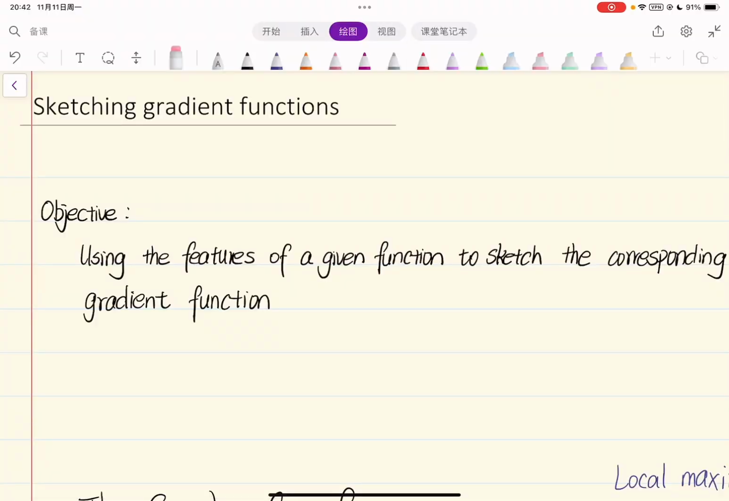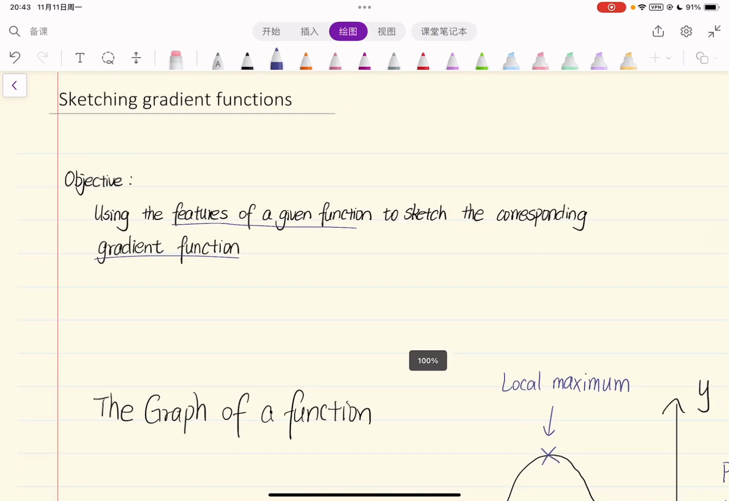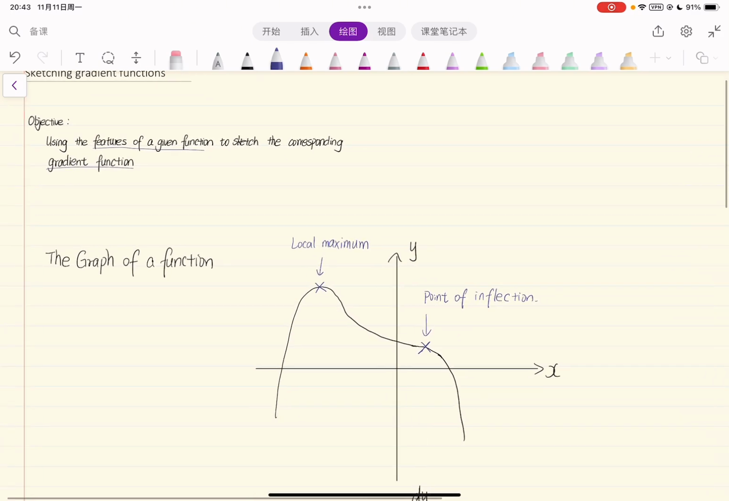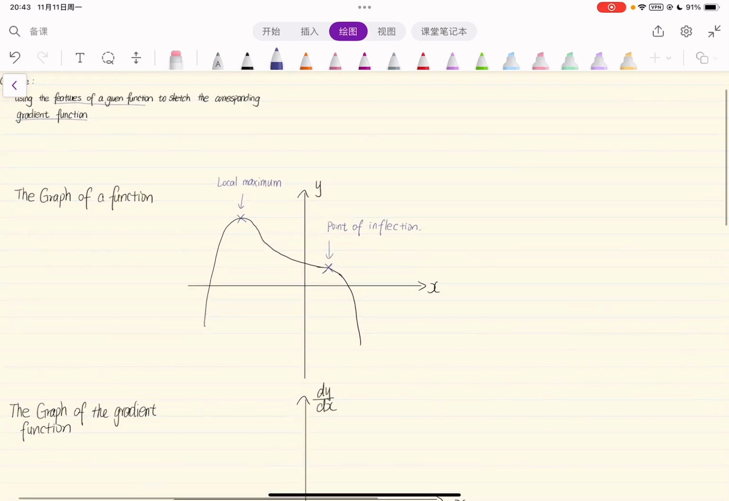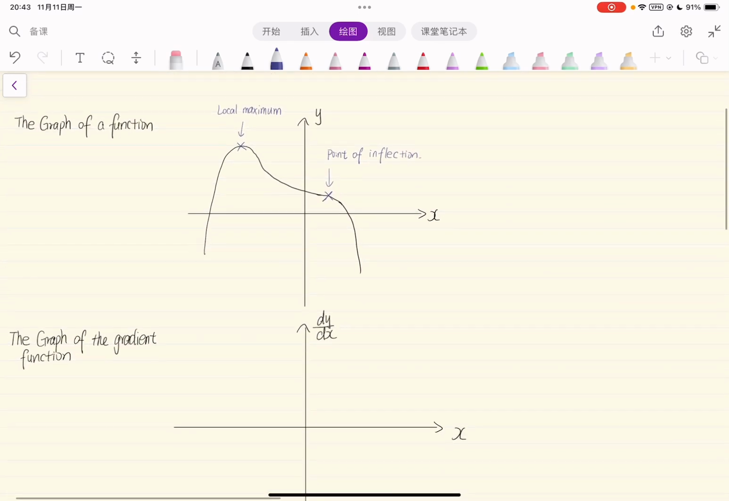Hello everyone, in this video we are going to learn how to sketch the gradient functions. We aim to use the features of a function and then to sketch the corresponding gradient function. For an example, we have the graph of a function that looks like that, and to see how we process the graph of the gradient function, I also sketched the axis of that.